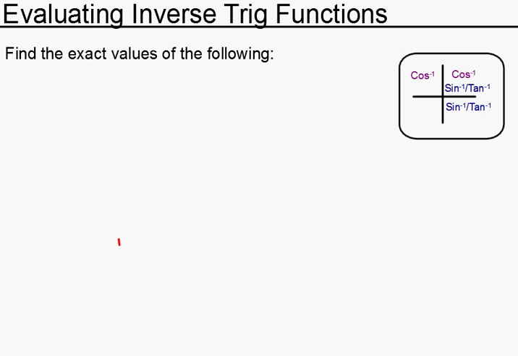So for 3 examples here, we're going to find the exact value of the following. And by exact, what I really mean is, I still mean special triangle. That's what we've always done with exact, which means I can use my unit circle.